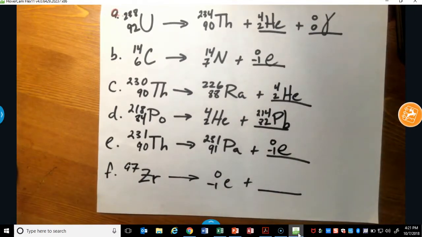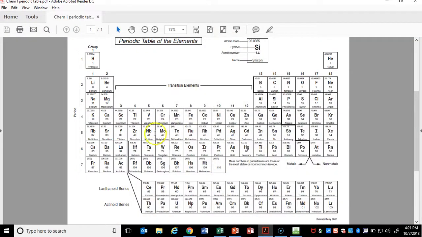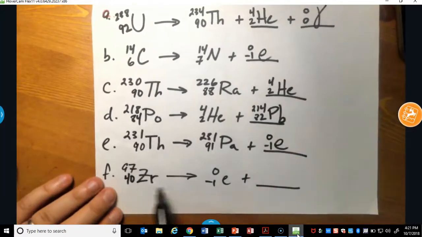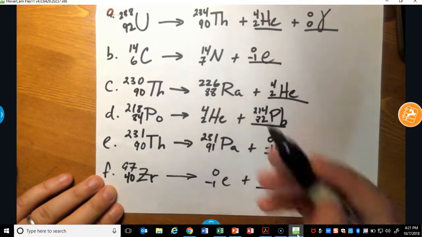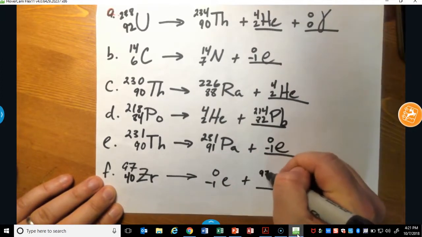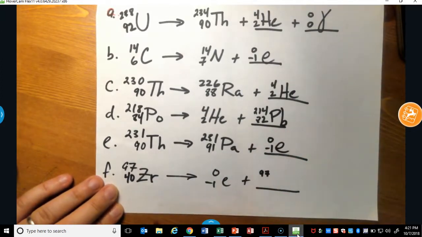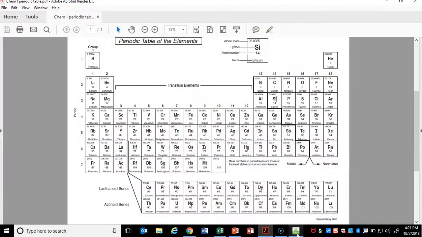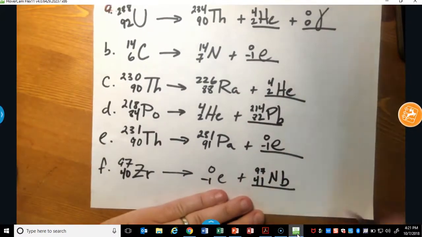Finally, zirconium-97. Zirconium is right here somewhere in the middle. Where are you, zirconium? There you are. Atomic number of 40. So I'm going to write that in my equation right there. Now it's going to spit out a beta particle. Since the beta particle has no mass, the mass of this missing element will be 97. And since this is a beta particle, -1 plus 41 will make 40. And the element with an atomic number of 41 is niobium, which is Nb.